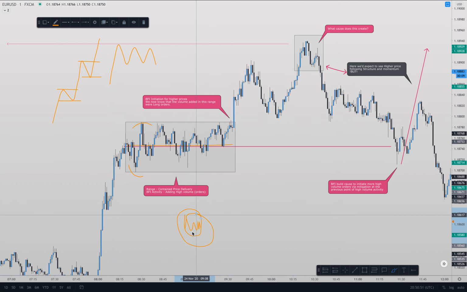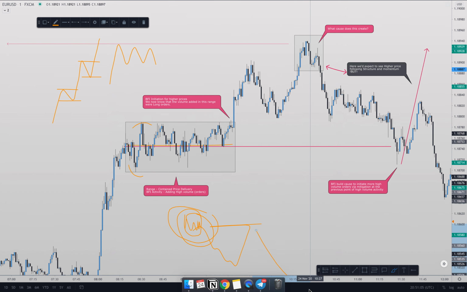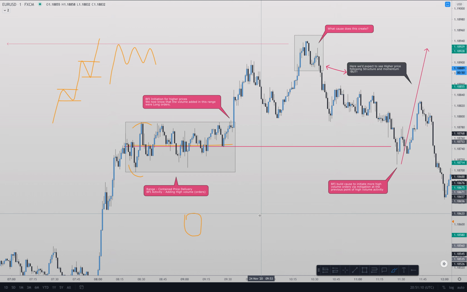So when price moves away and comes back into that area, that duration of time is showcasing the significance of the activity for price to move away. Now, if that didn't make sense, guys, I'm super sorry.